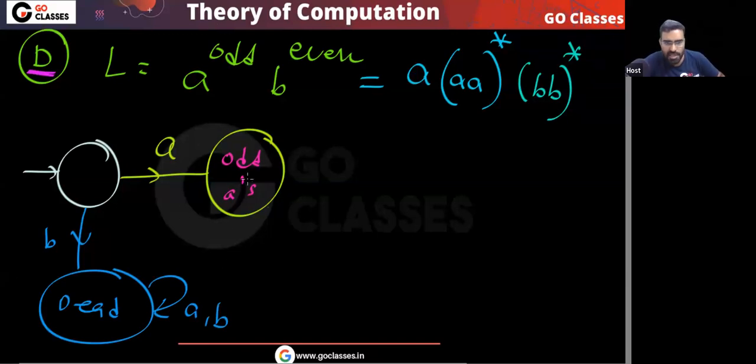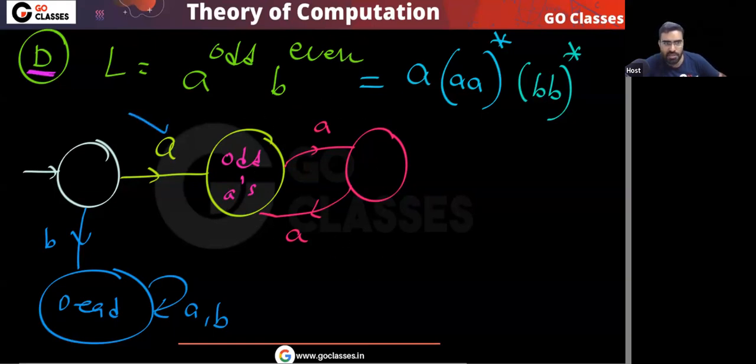Now you tell me, in this state now I want even number of A's, because ultimately I want odd number of A's. So remember, in this state I already have odd number of A's. If more A's are coming, then how many more A's should come?